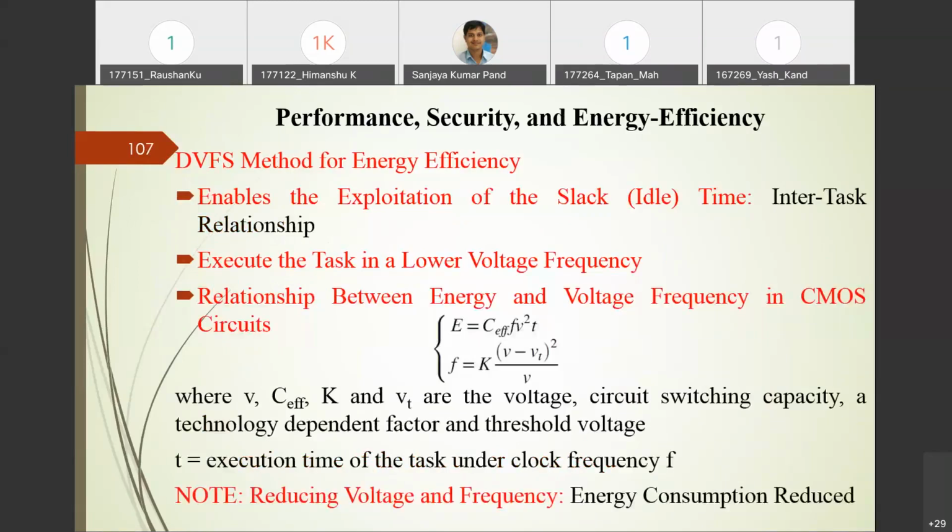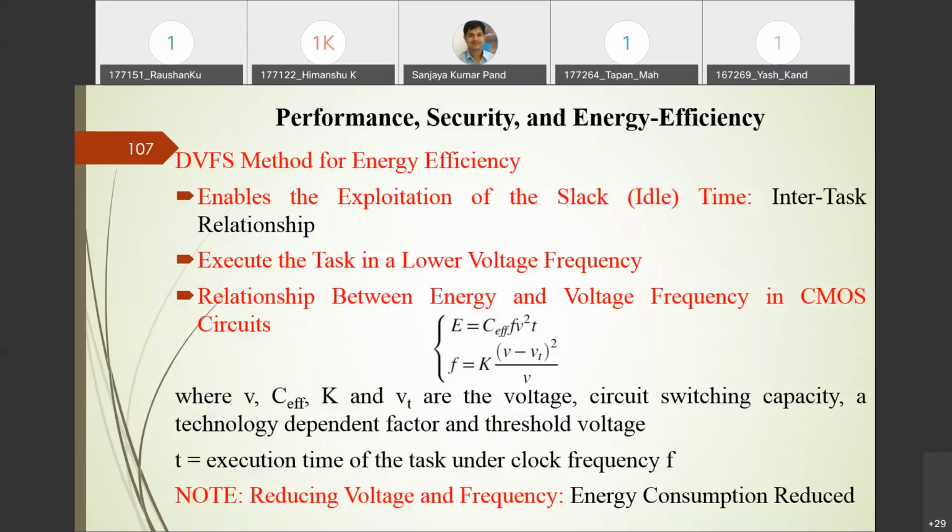So the DVS method enables the exploitation of the slack time. Slack time is nothing but idle time. It is focusing on idle time. If idle time is there, it will reduce the voltage. If it reduces the voltage, the amount of energy required will be less, or energy wastage will be minimized. And it also focuses on the interaction. One task is going on, at the same time other tasks are also going on in some resources, and they need to interact with each other. So by looking at every aspect, we want to minimize the energy.